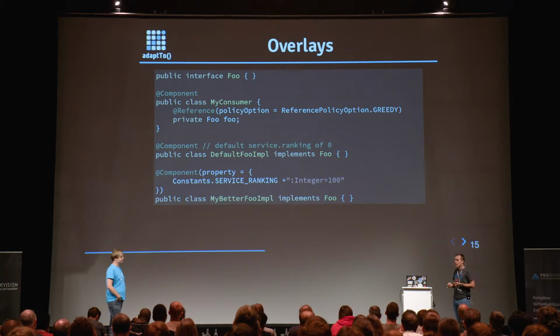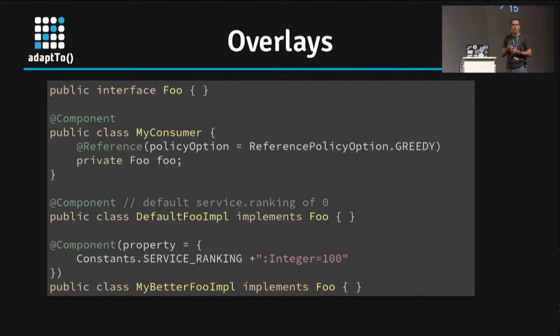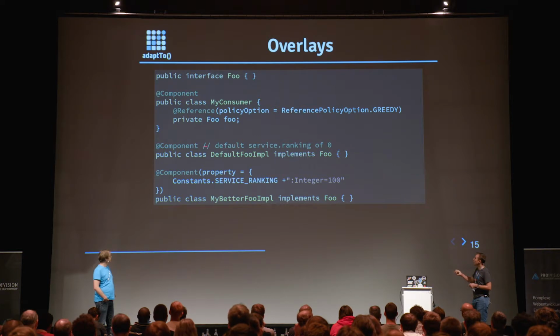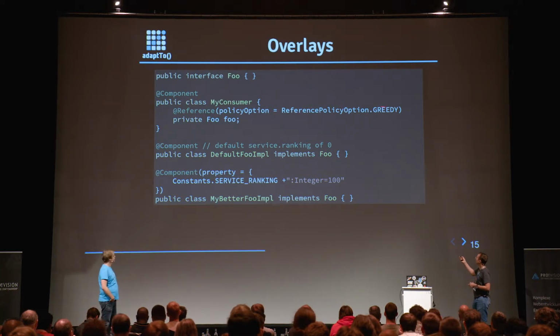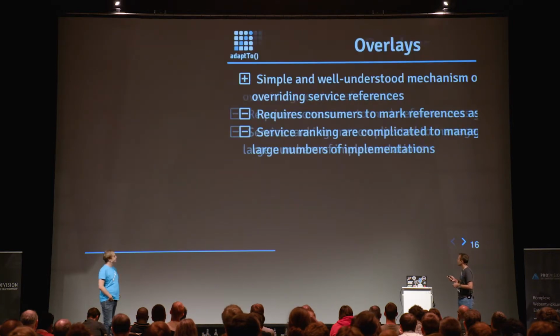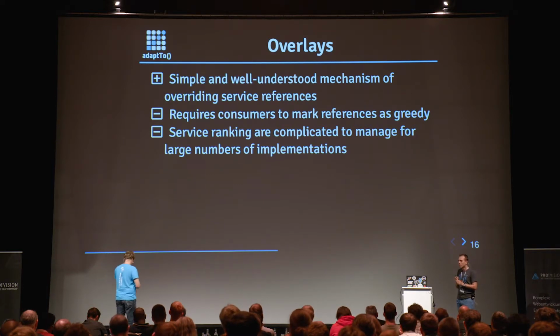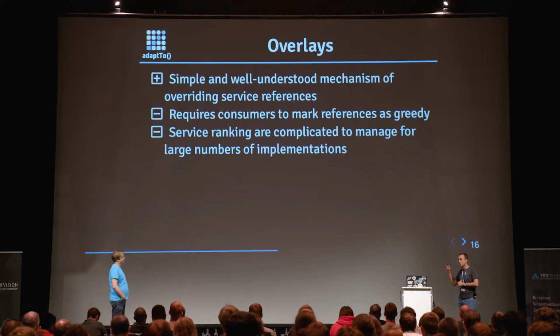Where things get a bit complicated is that by default, references are reluctant. What that means is that if you get bound to a reference, you keep it forever. And if the default implementation happens to be the first one that is bound, it will not get replaced with that better implementation. So what you want to do is to have a greedy reference policy. Again, it's not a very difficult mechanism. It's understood. It's well documented. The major downside that I see is that you need to explicitly say, hey, I want this component reference to be greedy. Replace it whenever something better comes along.